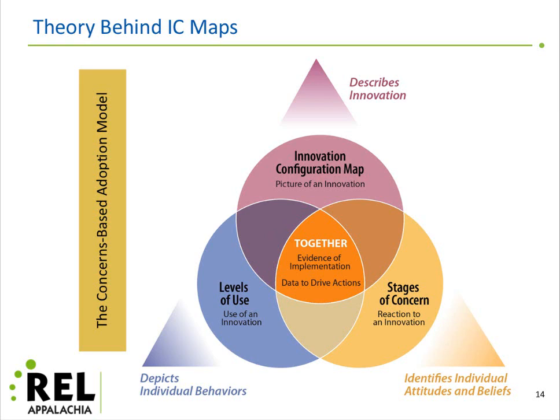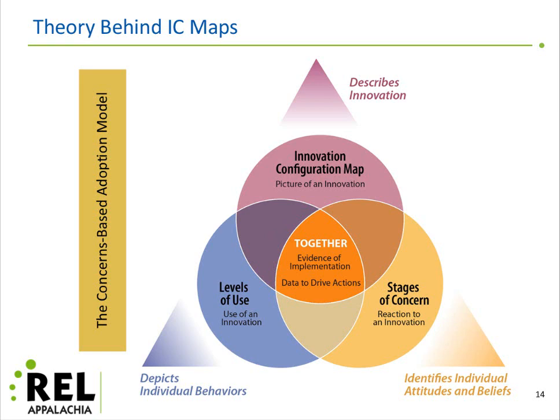So today we're focusing on innovation configuration, or the IC map, but we thought it was important that we give you a little bit of a sense of how it fits into the larger CBAM model. So again, looking at the graphics, starting at the top and moving around clockwise, the innovation configuration map really describes the key components of a program and how they can be implemented so that we all have a common and clear picture of what that program is.